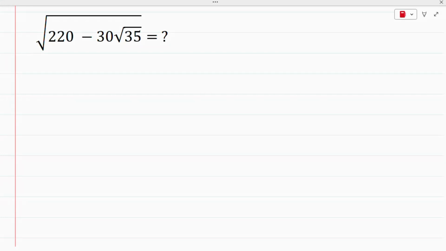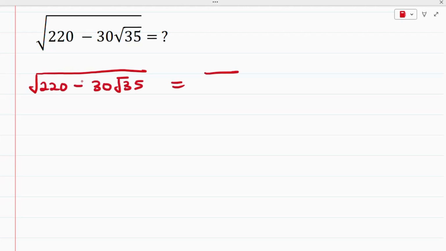So right here we have this square root algebra problem that says the square root of 220 minus 30 into the root of 35. We are to solve for this. So from here we have that the square root of 220 minus 30 into the root of 35 can be expressed as the root of A minus the root of B.